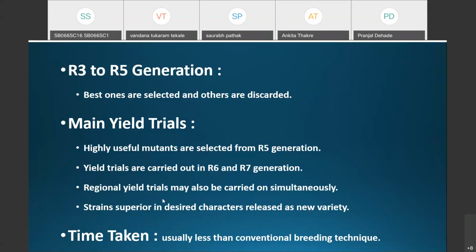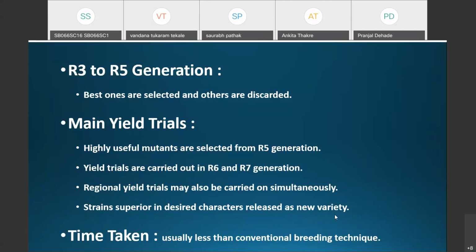Okay, then the performance of all these strains is compared by the plant breeder. The strains which are superior in the desired character are released as the new variety. The performance of each of the strains is given to the plant breeder, and then the plant breeder decides the superior strain and releases it as the new variety.